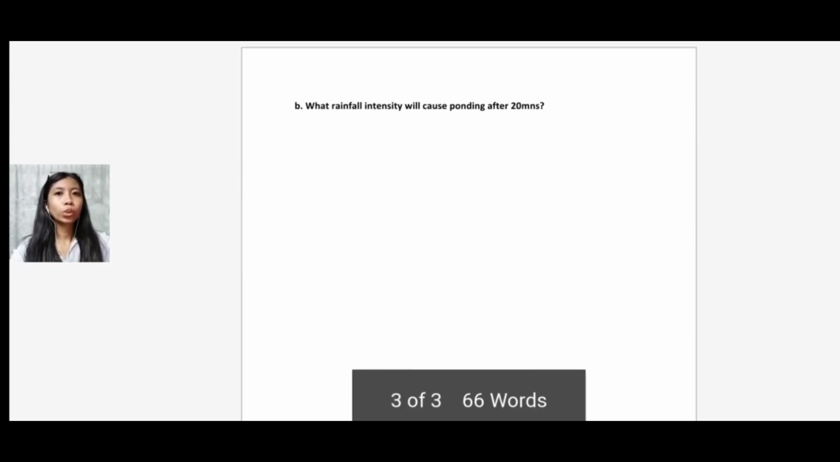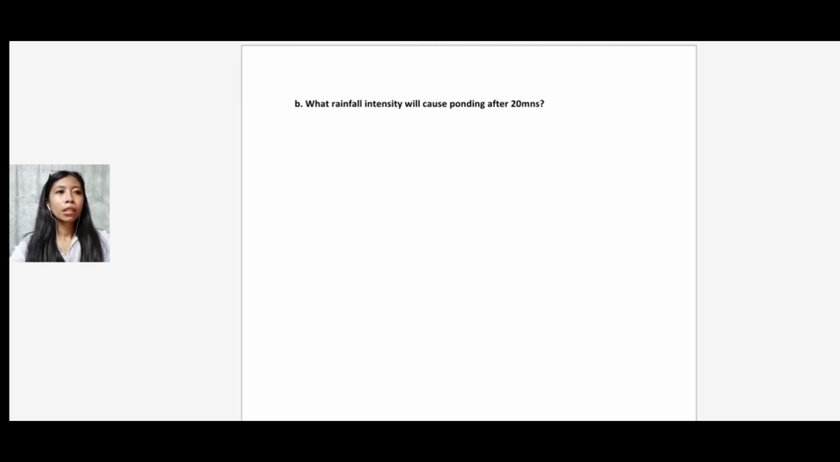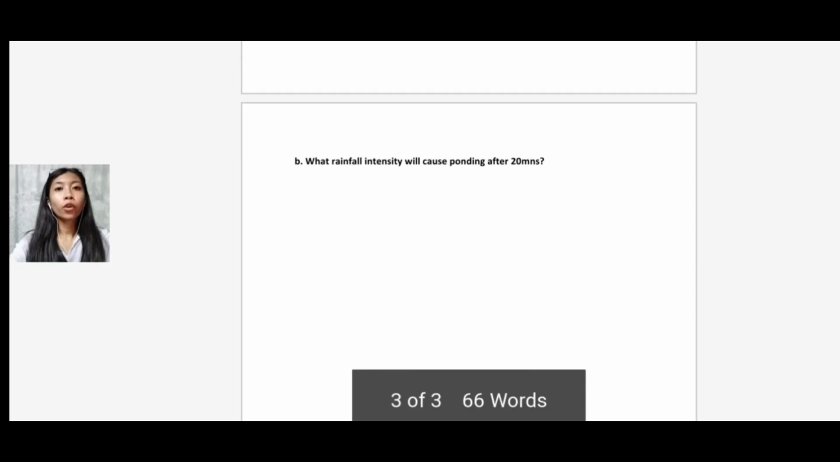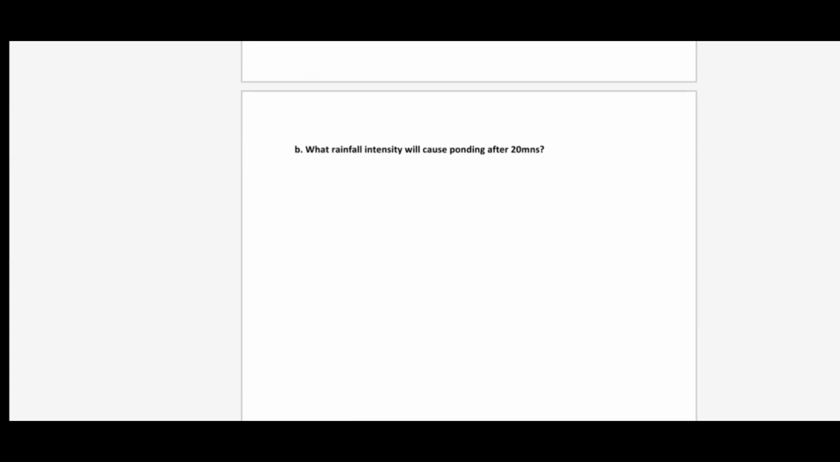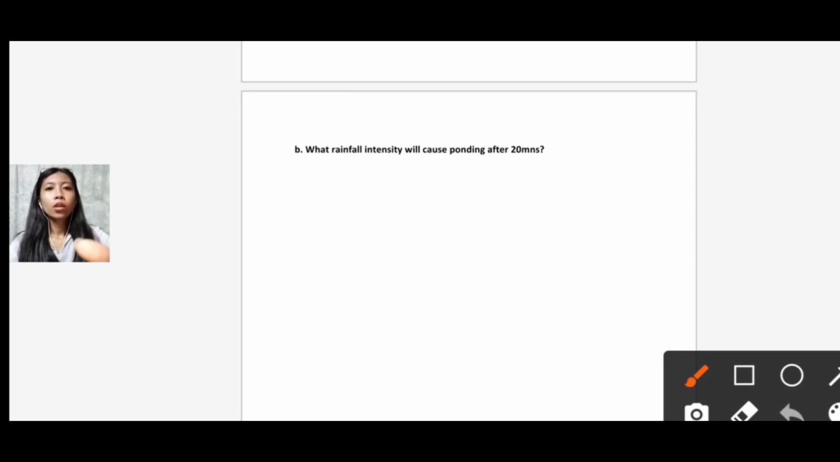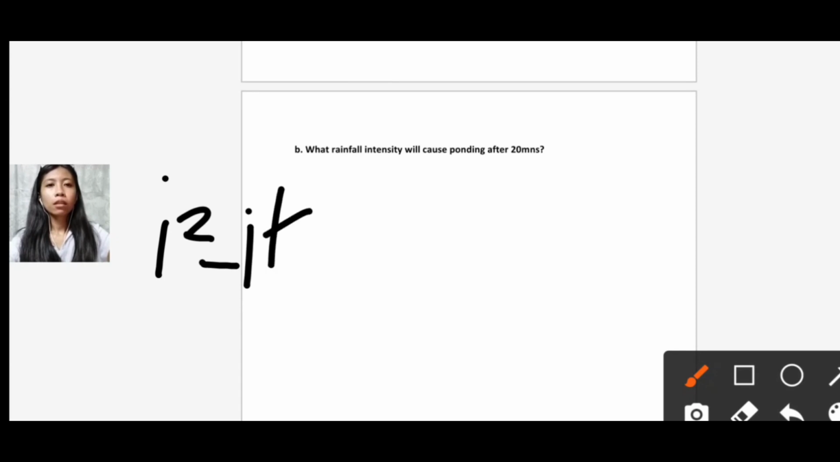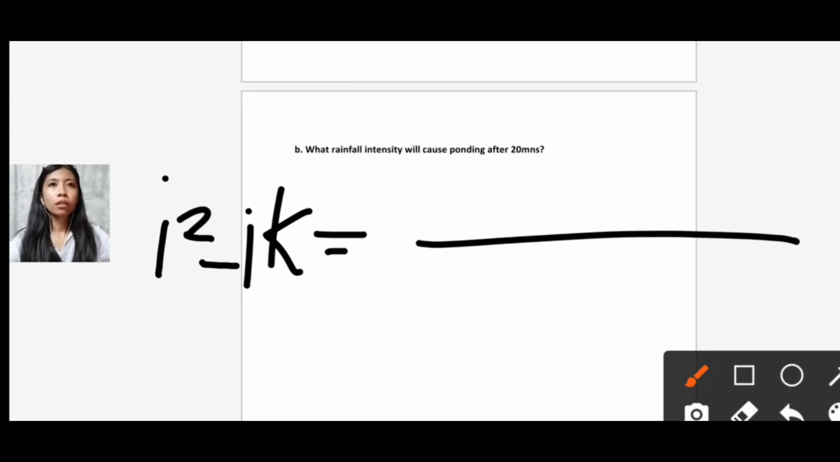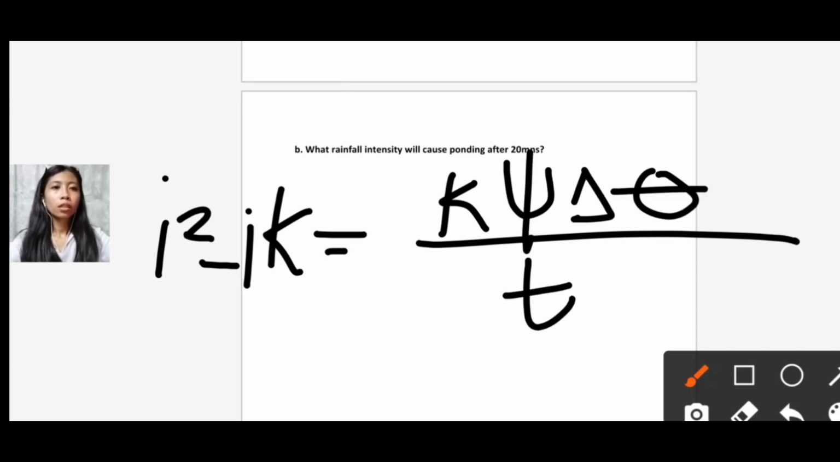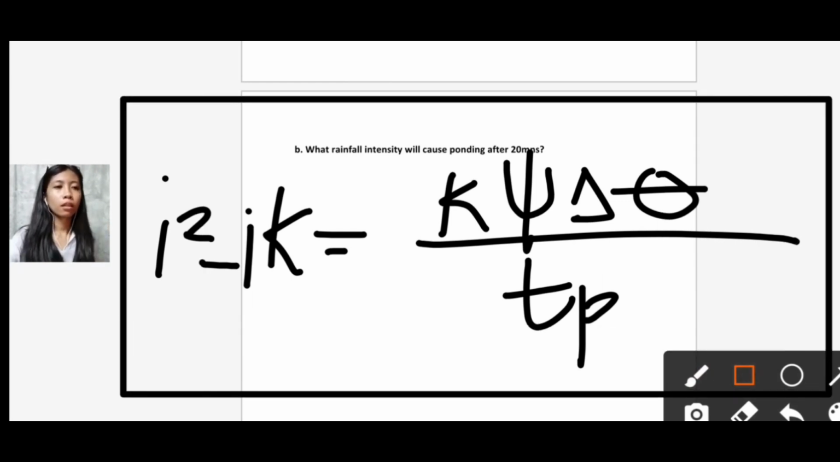So, to solve this problem, we just have to rearrange the formula. Okay? So, rearranging the formula, we will obtain I squared minus k is equal to time to ponding. Okay? So, this will be then the formula. Ito po yung gagamitin natin para masolve yung second problem.